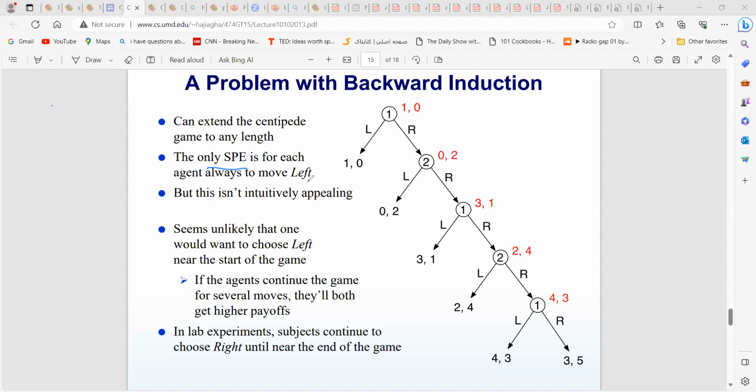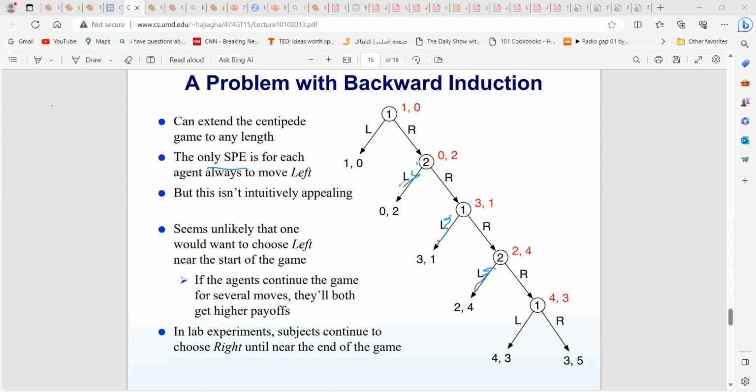for each agent, and again, when we talk about this, we need to talk about the whole graph. For each agent, if it gets to that agent, that person should take left because all of them are left. But this is intuitively or practically not appealing.